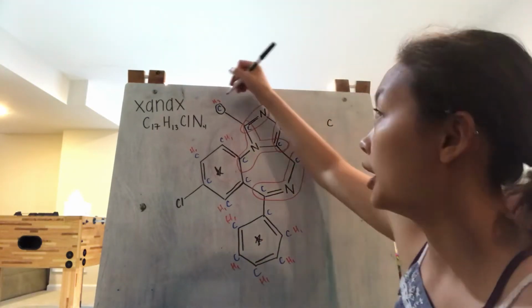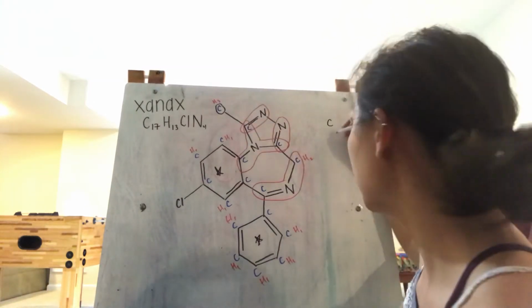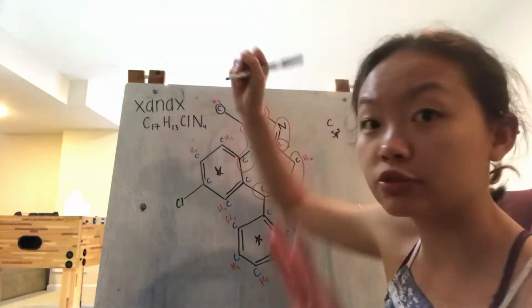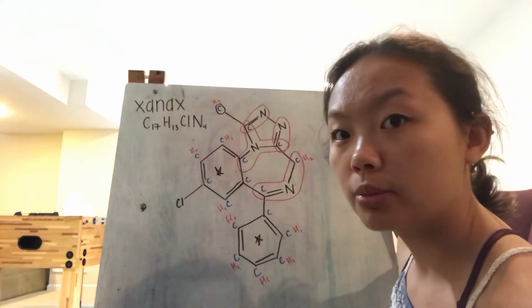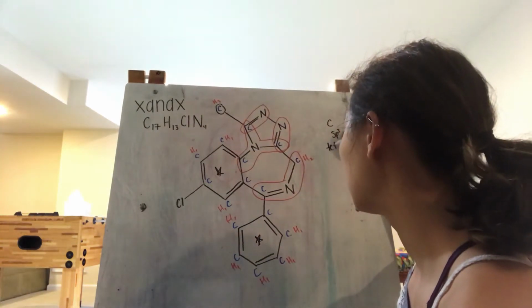So this carbon, its hybridization is going to be sp3 because it has 4 things bonded to it, 3 hydrogens and 1 carbon. And so its geometry is going to be tetrahedral.